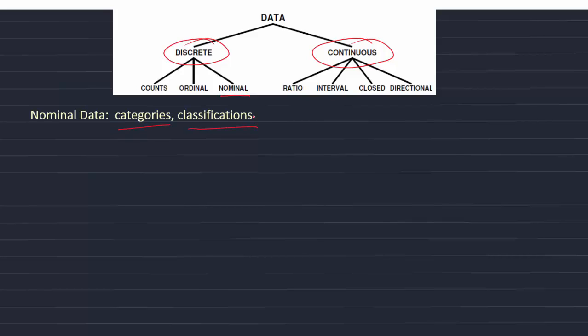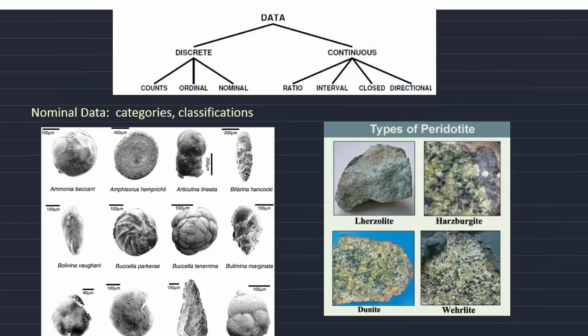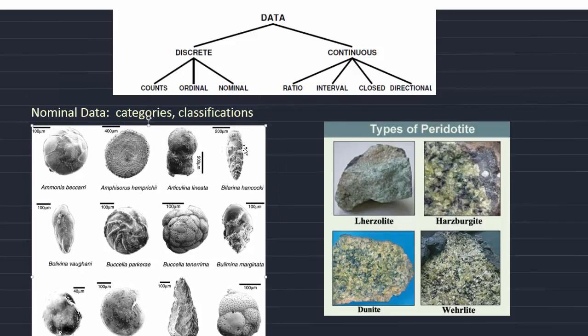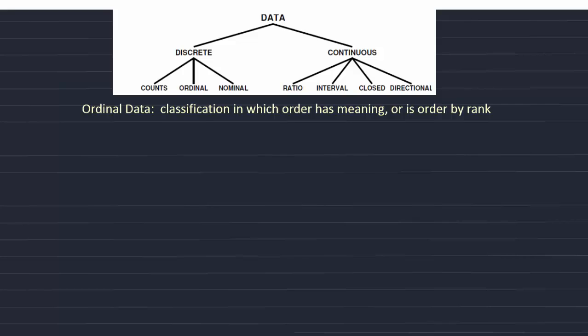There's nothing quantitative about these data. It simply classifies different properties that you would observe. One example is you would classify different species of foraminifera, which I show here in this left diagram. Another type of nominal data is different rock types, and here I show 4 different types of peridotite. Okay, so that's nominal data.